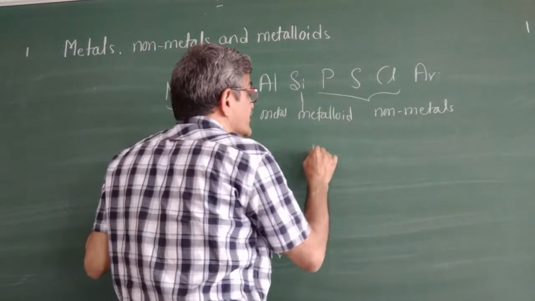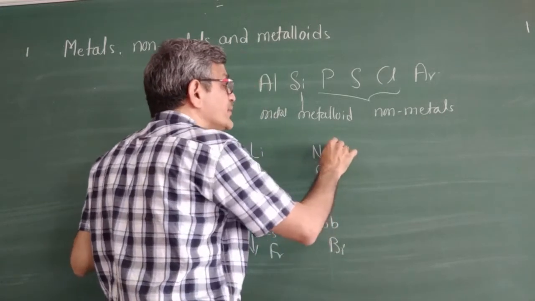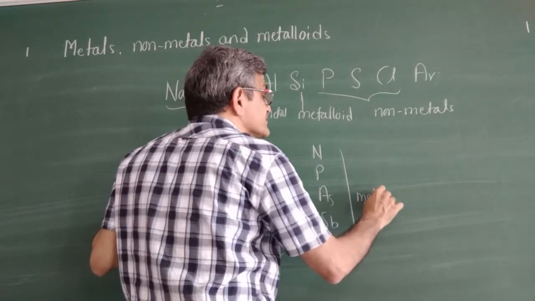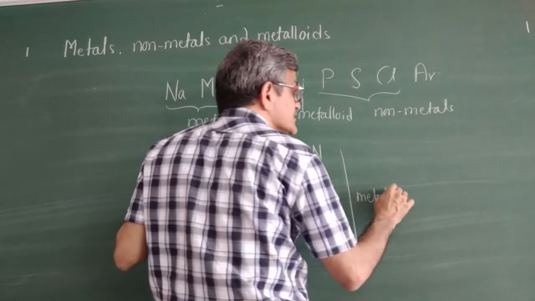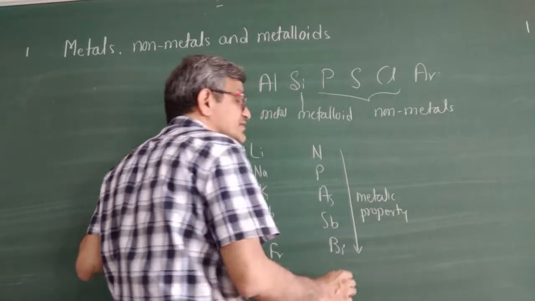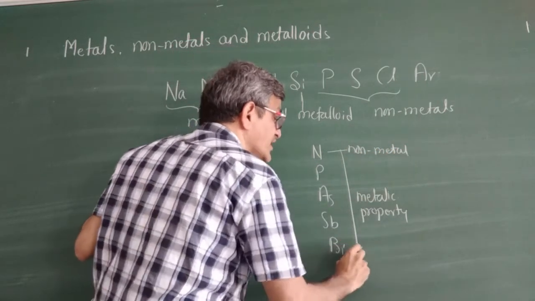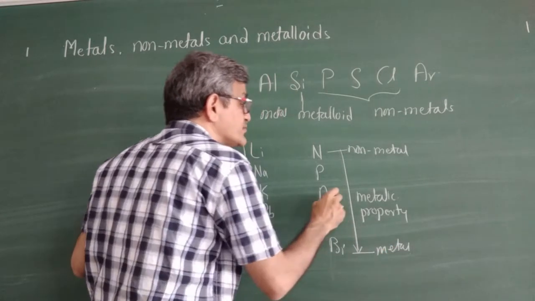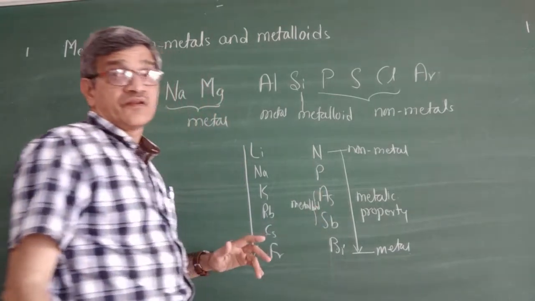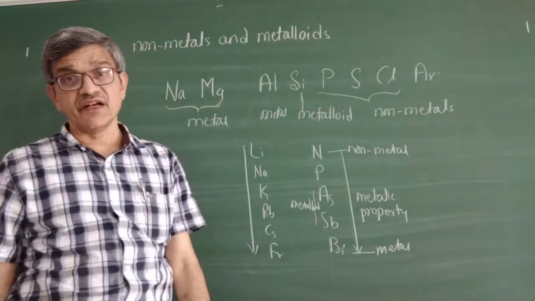Here in this group, nitrogen, phosphorus, arsenic, antimony, and so on. Nitrogen is a non-metal, phosphorus is a non-metal, and these two, arsenic and antimony, are metalloids. So here metallic character increases as you go down, and the last one is a metal. Like this, along the period metallic character decreases, and down the group metallic character increases.